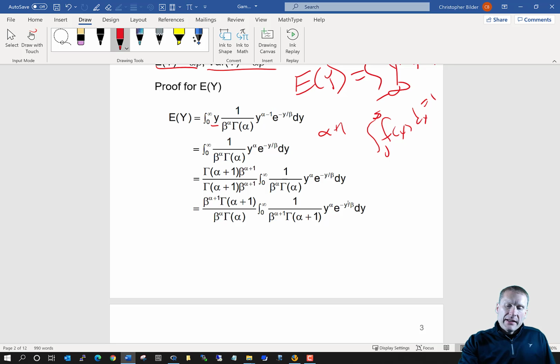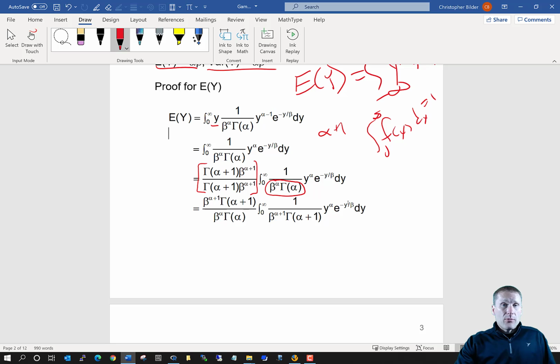So what I would like here, this part right here, I would like that to correspond to a gamma distribution that still had that parameter beta, but also has another parameter that symbolically is just alpha plus 1. And so to do that, I'm going to multiply and divide by gamma of alpha plus 1 times beta raised to the alpha plus 1.